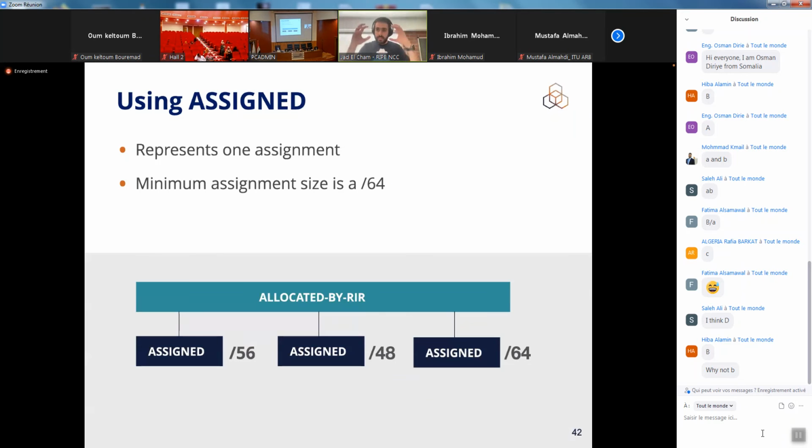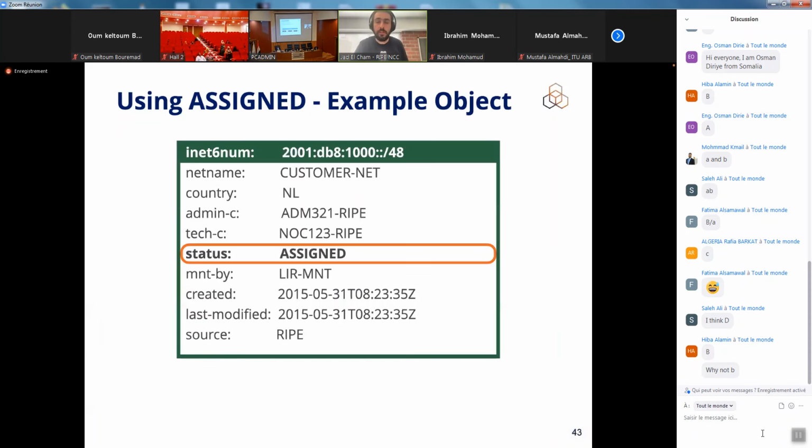Now, the assignments, they would come from your allocation. The allocation, what you get from the RIPE NCC, this is the allocated by RIR, the big green rectangle, okay? That could be your /32, for example. The /48 and the /56, what you can see here, or /64, these are the assignments, the assigned. It means they are being used somewhere. How do you represent it in the RIPE database?